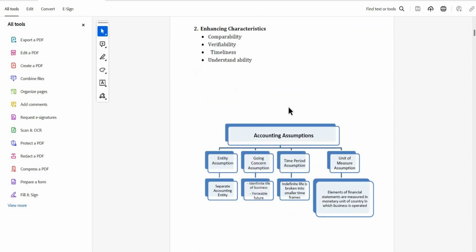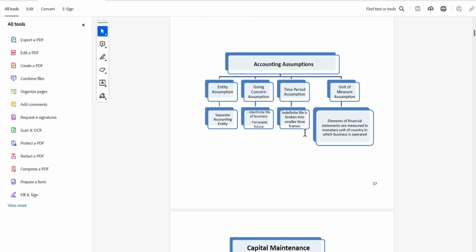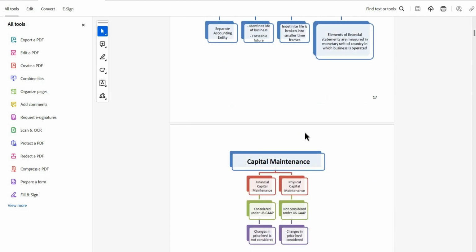Basis of US GAAP and accounting assumptions. There are 4 accounting assumptions. One is entity assumption, going concern assumption, time period assumption. The other one is unit measurement assumption. So the assumptions are 4. We will remember this as EGTU: E for entity assumption, G for going concern assumption, T for time period assumption, and U for unit measurement assumption.